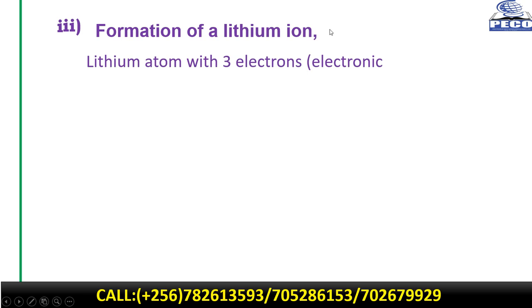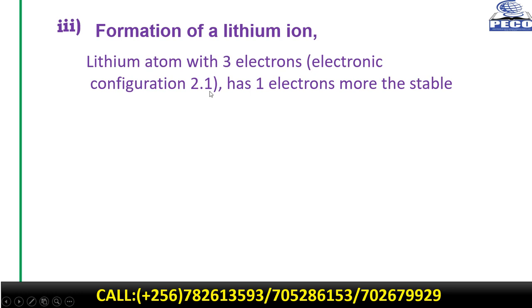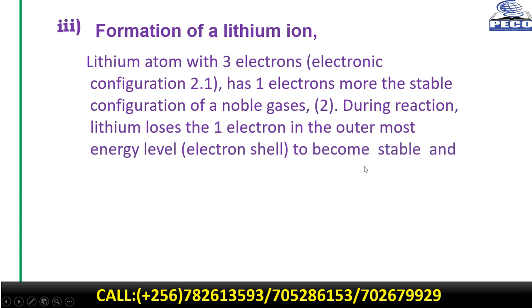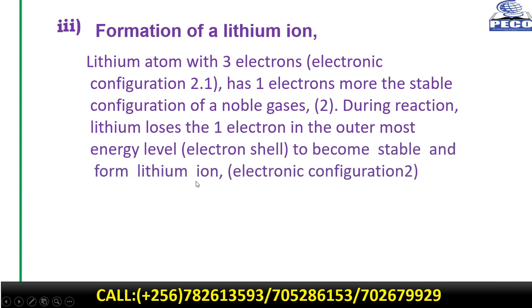Then Roman 3. Let's look at the formation of a lithium ion. The lithium atom has 3 electrons. If we go back to our electronic configuration, what will it be? 2, 1. So again, it wants to be stable. It wants to have only 1 energy level with 2 electrons. It wants to resemble helium, which is a noble gas. So it has 1 electron more than the stable configuration of a noble gas of 2. Therefore, during the reaction, the lithium loses the 1 electron in the outermost energy level to become stable and form a lithium ion with the electronic configuration of only 2.